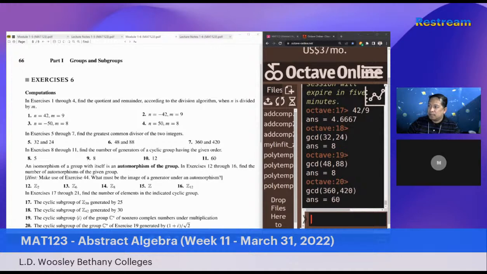Now, for number 8, it says here, find the number of generators of a cyclic group having a given order. So what we could see here is that we need to know those relatively prime to that order. Meaning number 5, what is relatively prime to 5 lower than 5? Now, starting from 1. Okay, so 1, 2, 3. 1, 2, 3 lang ba? Kaya na?